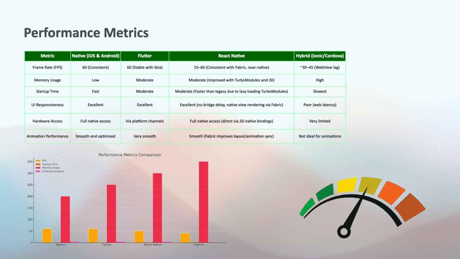So if you want the best performance, native is the winner. Flutter and React Native are very close and great for most apps. Hybrid is okay for simple apps, but not if speed or animations are important.